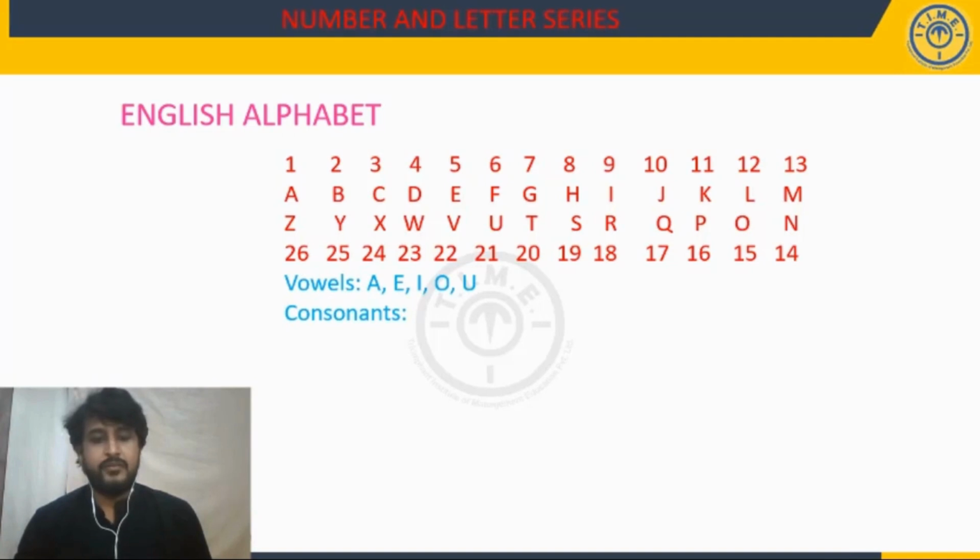Vowels and consonants. What are vowels? A, E, I, O, U are vowels. And what are consonants? Except vowels, the rest are all consonants. Right, that we know. Now, come to the next important point.